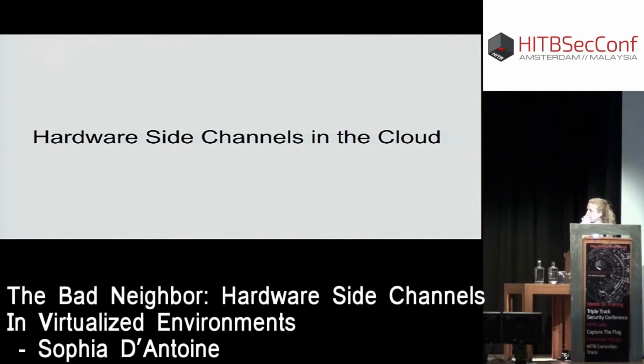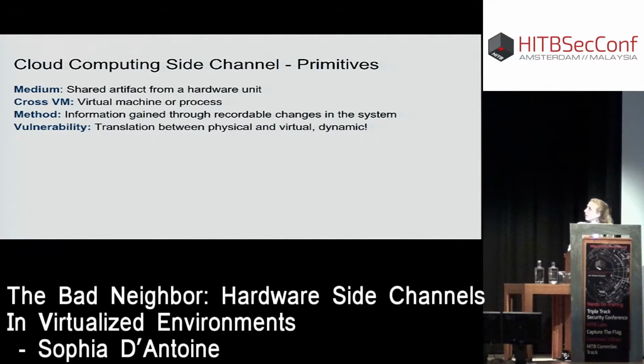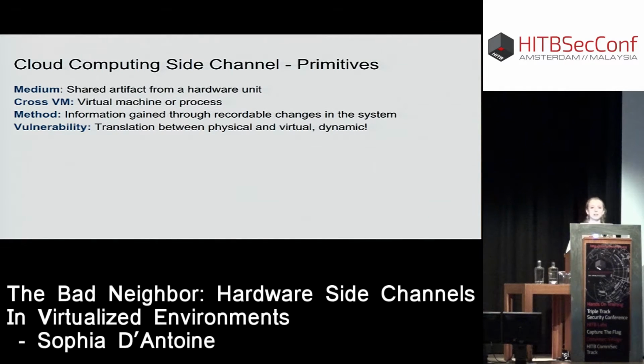All right, so creating hardware side channels in the cloud. We know that we need a medium to create a side channel. In this case, it's going to be one of the hardware units that I listed earlier. We're going to try an attack which is cross-VM, so between two processes, but one process is in one VM, the other is in another. The method of creating a side channel attack here is making recordable changes in the system, enforcing those, and receiving those. And that vulnerability, like I talked about before, is the translation between physical and virtual, and the contention that causes.